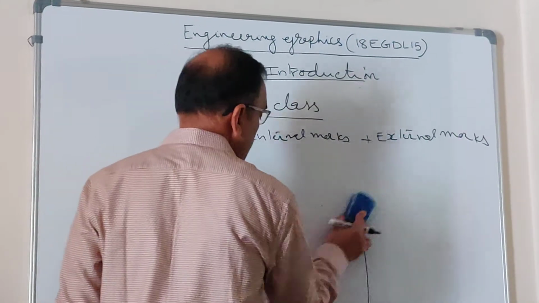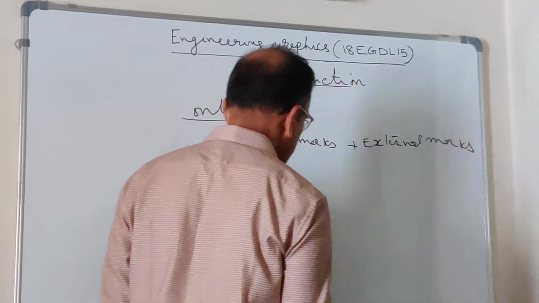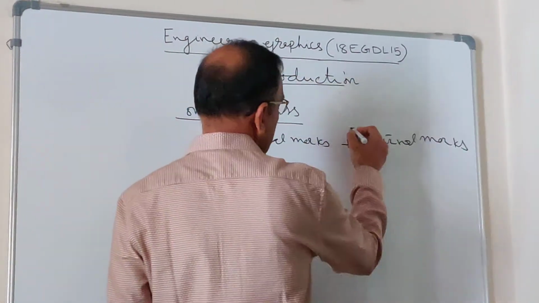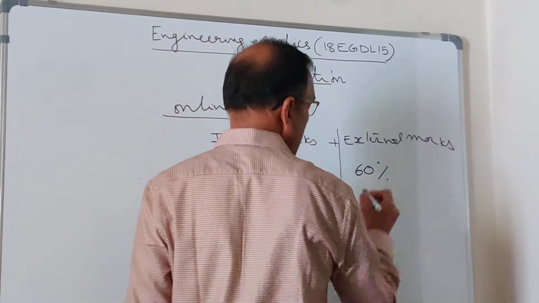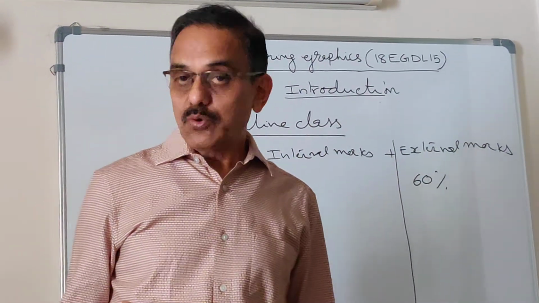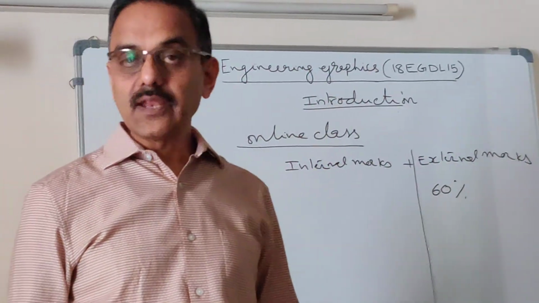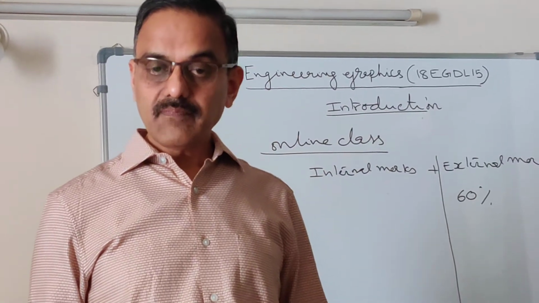60% weightage is given for sketching. So sketching has got more importance. Under external examination, 60% weightage is given for sketching. So there will be 2 examiners in the examination. There will be one internal examiner and one external examiner who will come from another college.